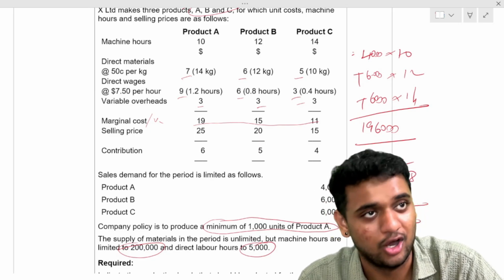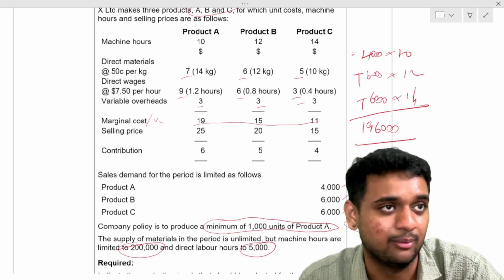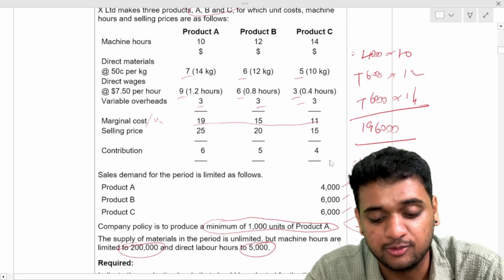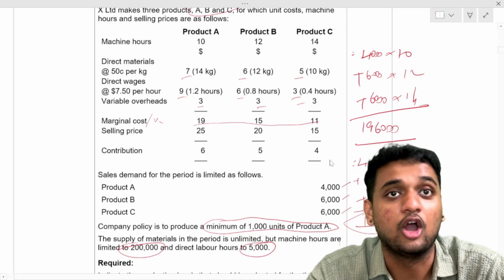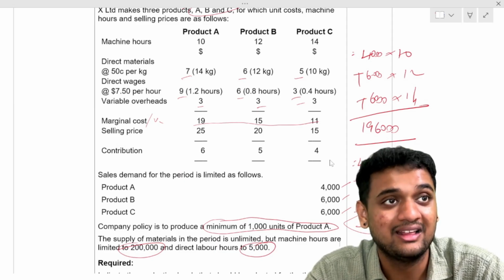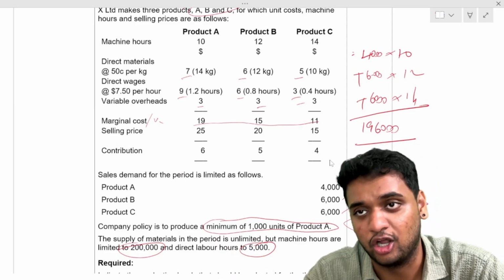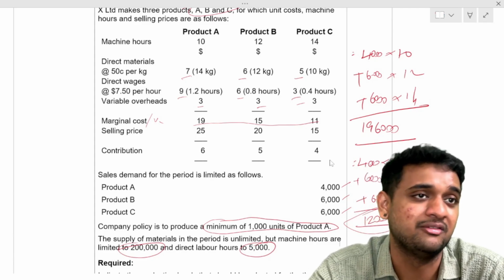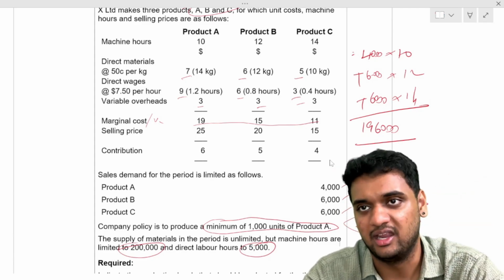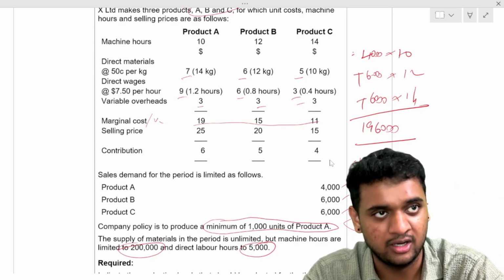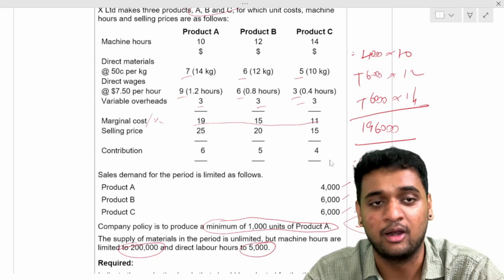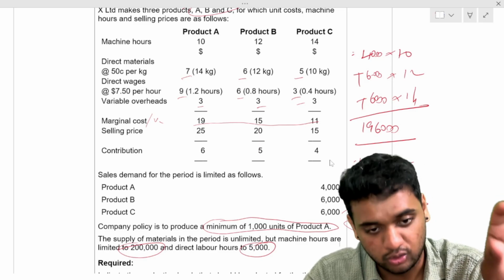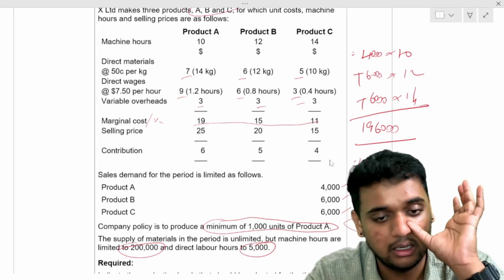So we can't produce all products. We have to see which product we can produce first. We have to find contribution per limiting factor, not contribution per unit. How do we find it? Sales minus variable cost gives contribution per unit, divided by the limiting factor. What is the limiting factor here? Labor hours. So divide by labor hours, you will get contribution per limiting factor.